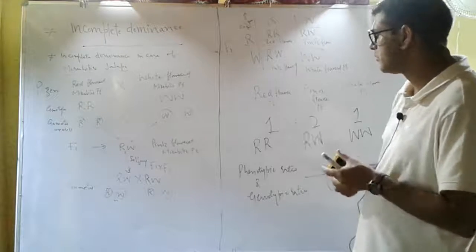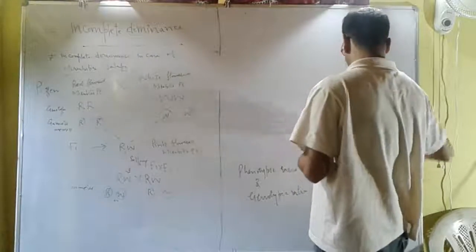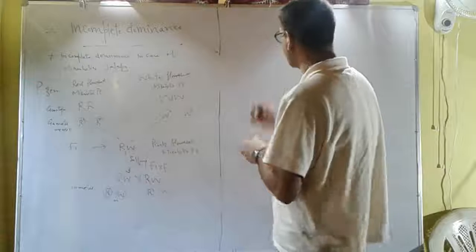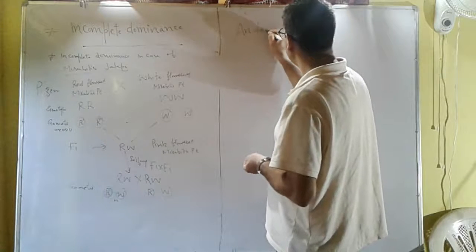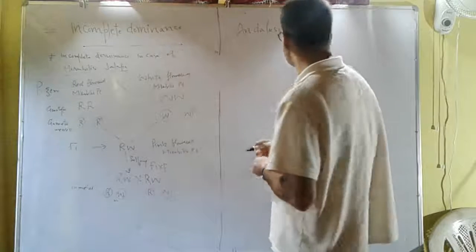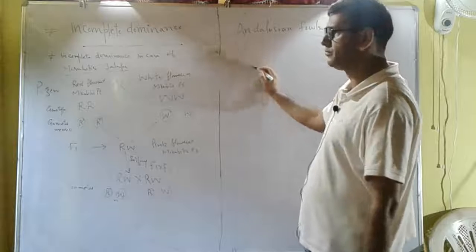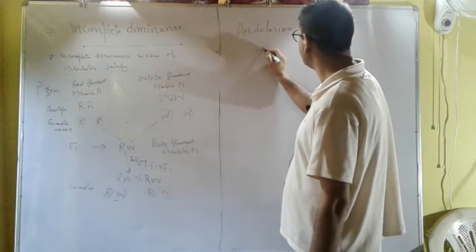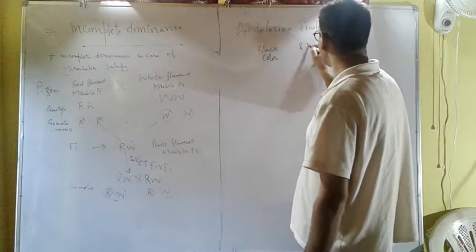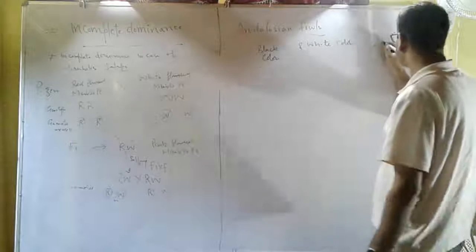This incomplete dominance is also observed in the case of Andalusian fowls. Incomplete dominance is also observed in Andalusian fowls. These Andalusian fowls have two pure forms, one black color and one white color. And when these are crossed, we obtain blue color fowls.